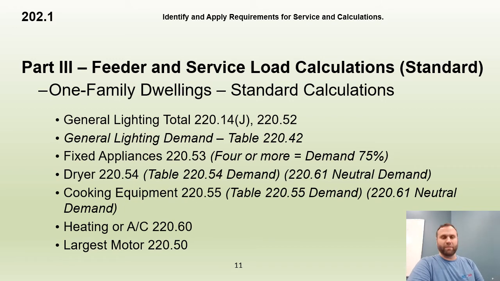So that's step 3. Step 4, electric cooking equipment, 220.55. Now, electric cooking equipment, like I said before, has a table that spells out the permissible demand that we are allowed to calculate our electric cooking equipment at. And again, Article 220.61 gives us permission to apply demand to the neutral load, because an electric range or electric cooking equipment has very little neutral load.